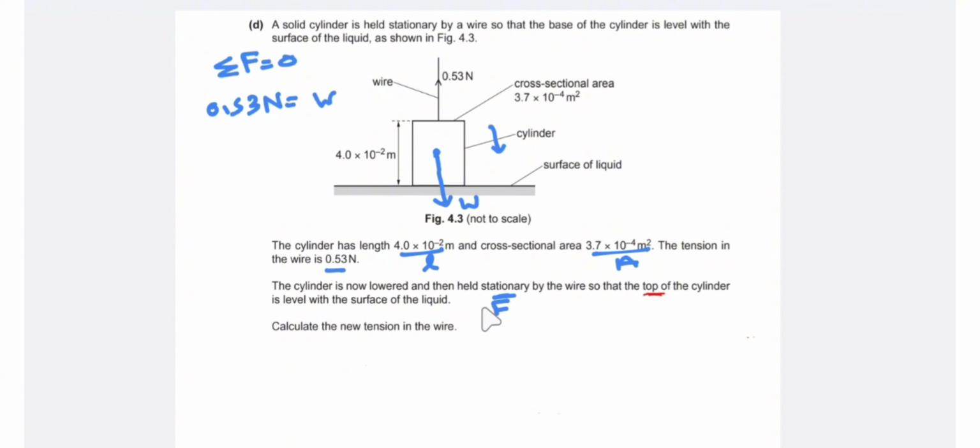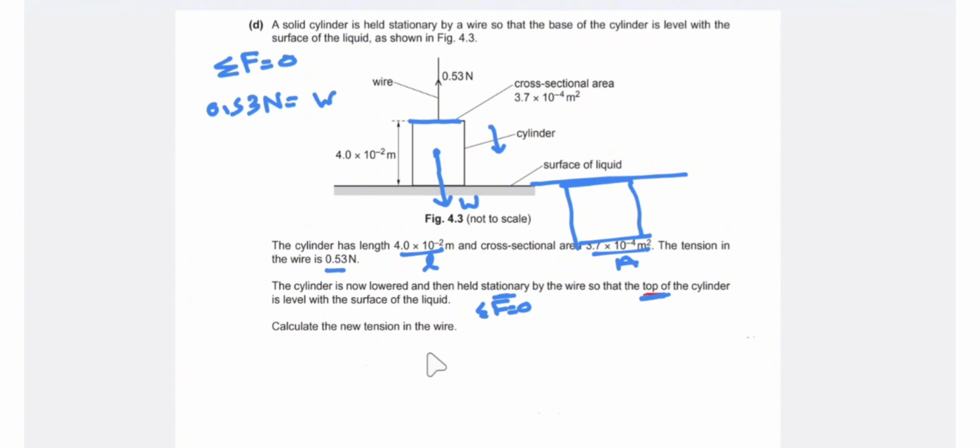So the resultant force, the sum of the forces, is 0, with the cylinder held by the wire so that the top of the cylinder is level with the surface of the liquid.